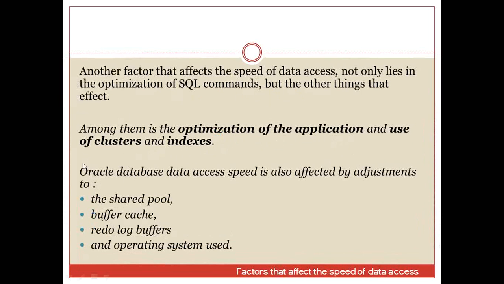Oracle database data access speed is also affected by adjustment tools, so we can adjust the settings of the shared pool, buffer cache, redo log buffers, and the operating system used. We can set them to affect the data access speed, but they actually have defaults set by Oracle.